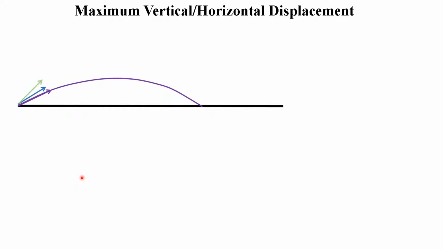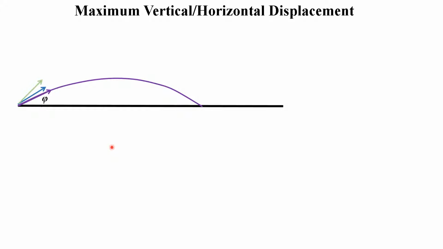Now, maximum vertical and horizontal displacement in terms of the angle. Let's assume that we have a few projectiles with exactly the same initial speed, but definitely the angle of the velocity will be different, like those we have here. Then this is the horizontal displacement which it reaches, and this is the maximum vertical displacement which it reaches.